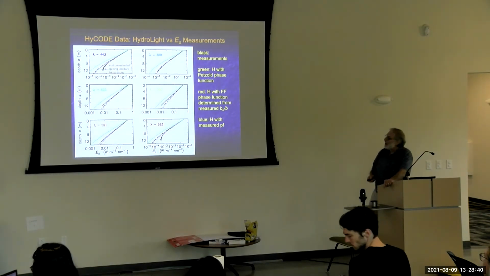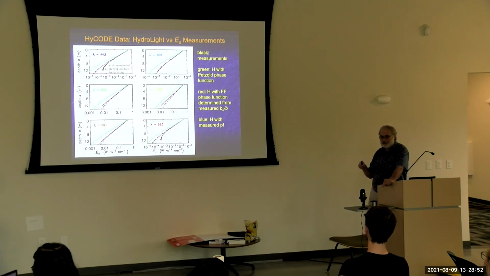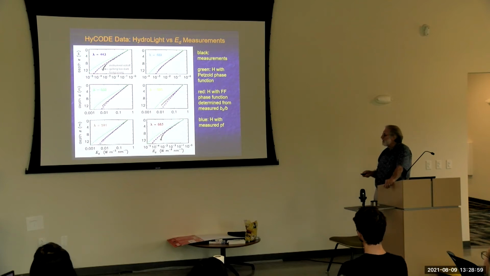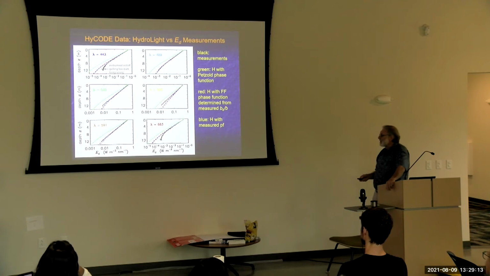Okay, so now time to compare with some HydroLight output. The black curves here are what was measured. The green curve is what HydroLight gave with the Petzold phase function, which is typically often used when people don't have any information on what the real volume scattering function is. The red is HydroLight with the Fournier-Forand phase function determined by the backscatter fraction. And then the blue is the HydroLight run using that measured phase function from this VSM instrument.